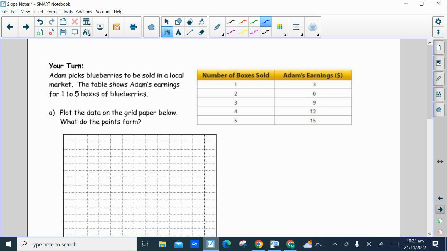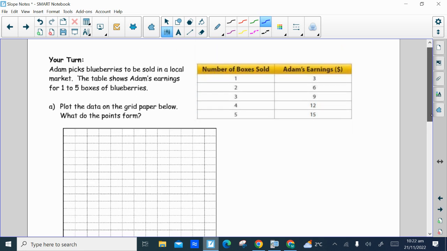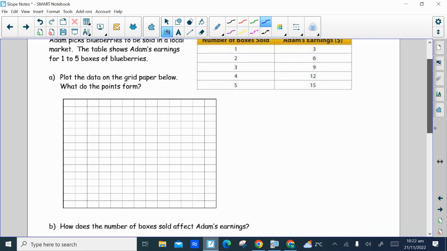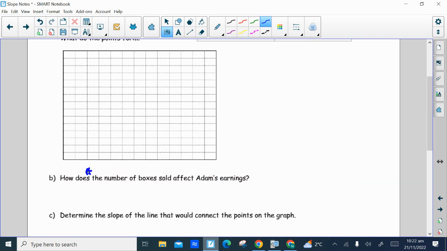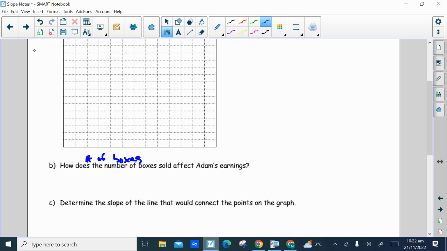So on this next page, it says Adam picks blueberries to be sold in a local market. The table shows Adam's earnings for 1 to 5 boxes of blueberries. We're asked to plot the data in the grid below and see what the points form. So remember, the first thing in the table, which in this case is the number of boxes, goes along the bottom. You always have to label your axes. And along the side will be the earnings in dollars.